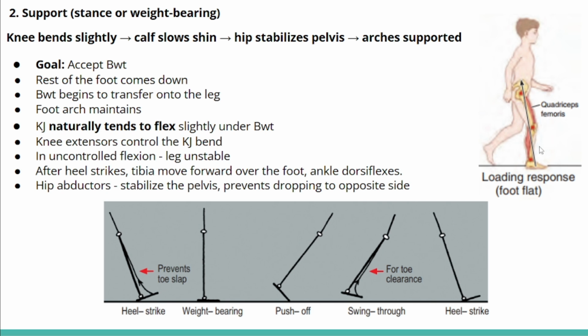And also after the heel strike, the tibia starts to move forward over the foot as the body weight shifts onto that leg, and some ankle dorsiflexion can happen. But the ankle plantar flexors slow down this tibial forward movement, making weight transfer smooth. In this phase also, hip abductors stabilize the pelvis to prevent it from dropping onto the opposite side.